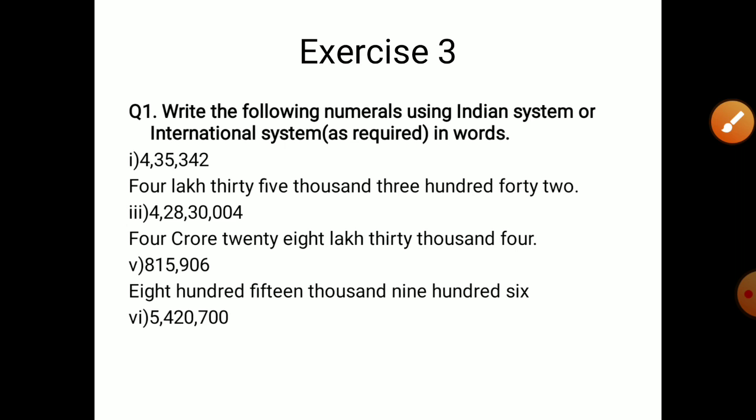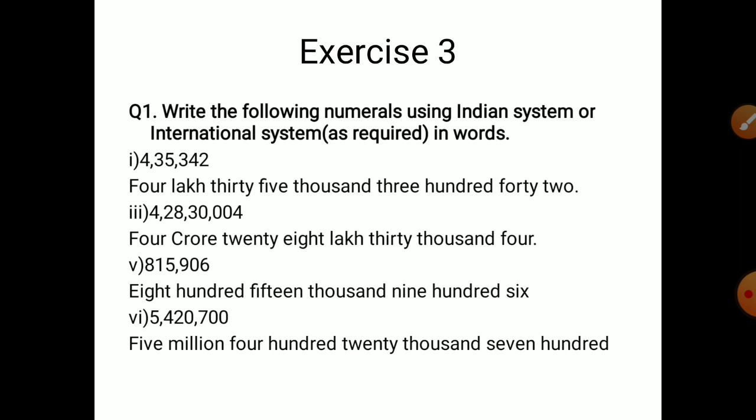My next example is 5 comma 420 and 700. Very simple. I will write as 5,420,700.